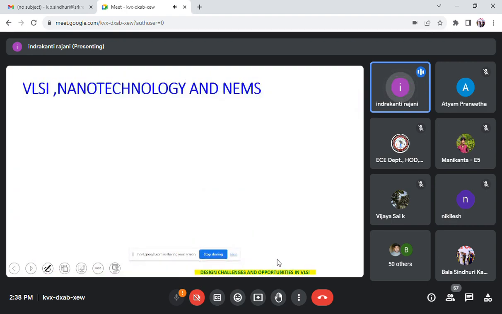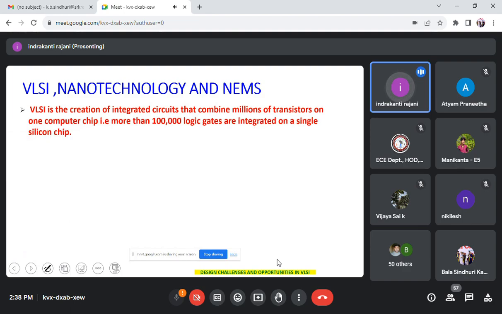Now, what exactly is the correlation between VLSI, nanotechnology, and what I have given as NEMS? First of all, VLSI means integrated circuits, with millions and millions of transistors and 100 lakhs of logic gates integrated on a single silicon chip.